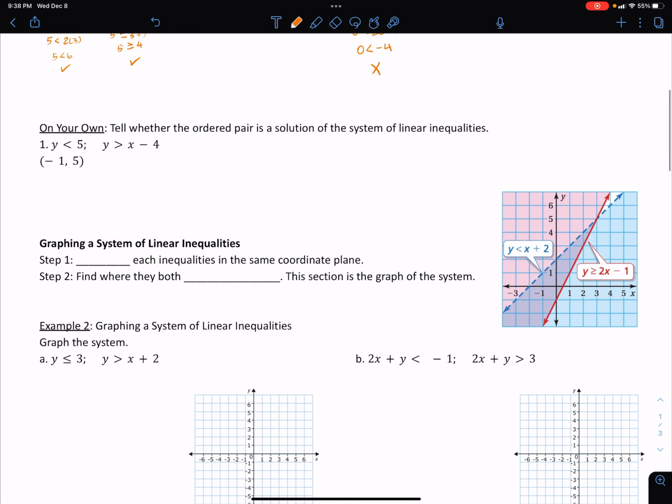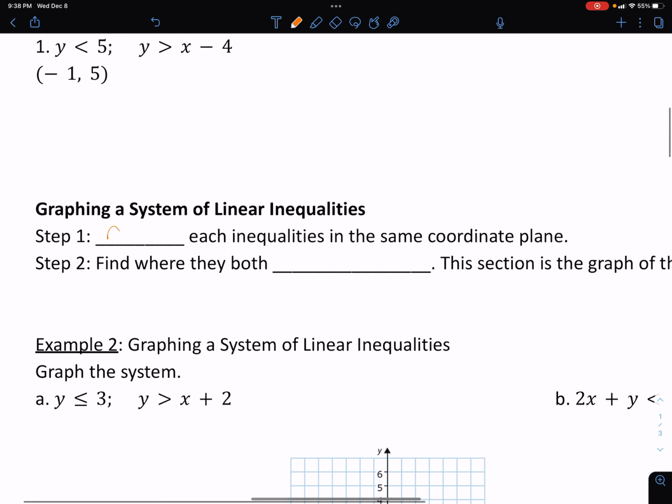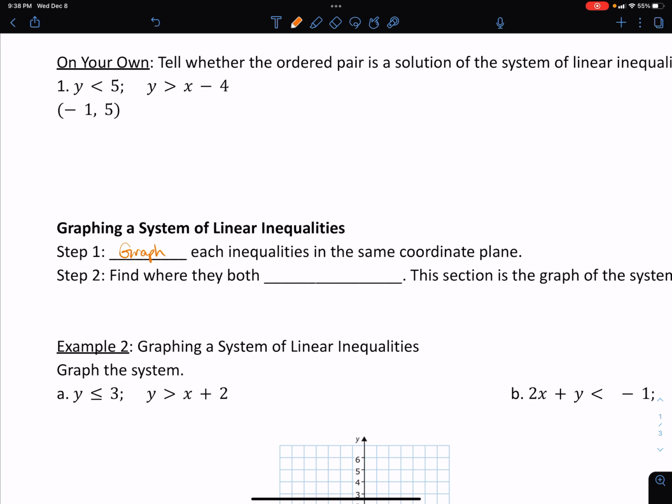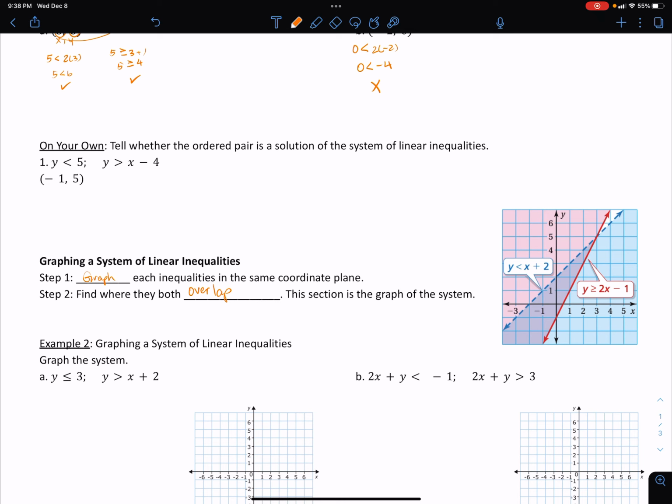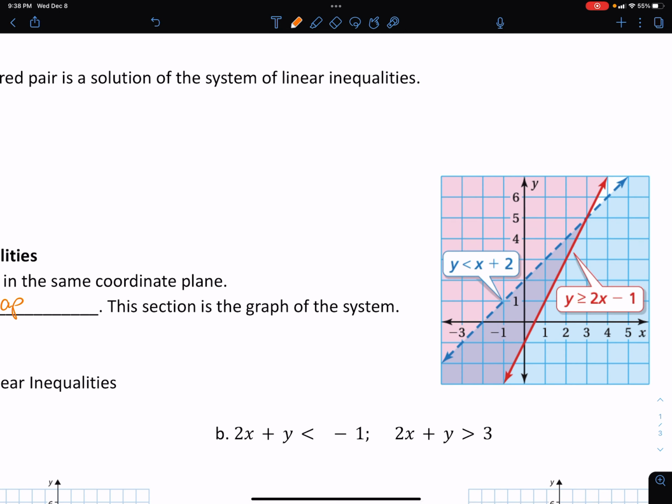All right, next, graphing a system of linear inequalities. Step 1, here's how you graph it. You just graph each inequality in the same coordinate plane. So you pretend like there's nothing different between the two and you just graph them. Step 2 is find where they both overlap. This section is the graph of the system. So essentially you're kind of creating like a Venn diagram, but in inequality form, right?